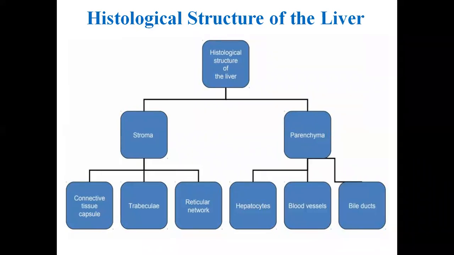So, histology of liver tissue: it is structurally divided into stroma and parenchyma. Stroma consists of connective tissue capsule, trabeculae and reticular network, while the parenchyma consists of hepatocytes, blood vessels including the arteries and veins, and bile ducts.